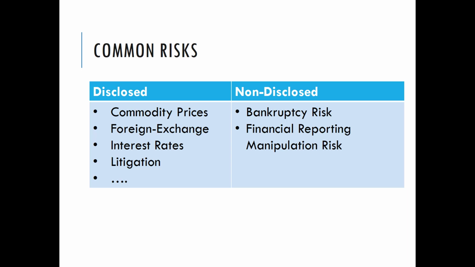So we have disclosed risks in the financial statements, in the notes, and these might be things like commodity prices and interest rates, litigation, reputation, and all the potential things that could impact the company's performance. But there will be some issues that are non-disclosed, which is really what we focused on in this particular week. And the two non-disclosed risks that we focused on were the bankruptcy risk and the financial reporting manipulation risk.